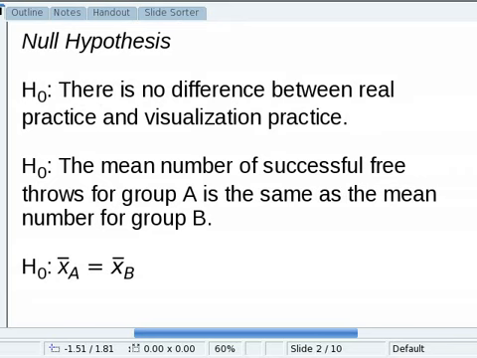Our null hypothesis is again that there is no difference between the real practice and the visualization practice. Null, nothing, nada, zip. Another way of saying it is that the mean number of successful free throws for Group A is the same as the mean number for Group B. And in math talk, that's x bar sub A equals x bar sub B.